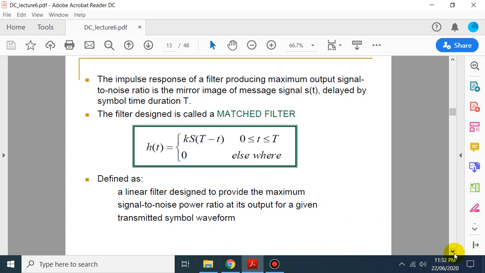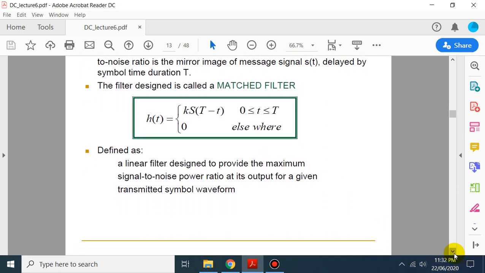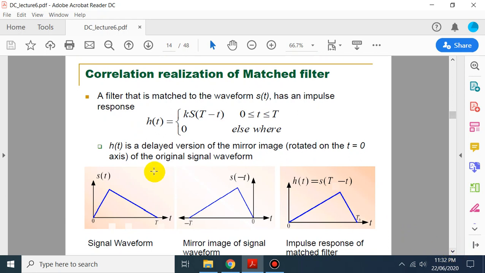Okay, now moving further, there is another topic that is going to be called the correlation realization of this matched filter that we have observed previously. A filter that is matched to the waveform s of t has an impulse response that is going to be represented with this one.